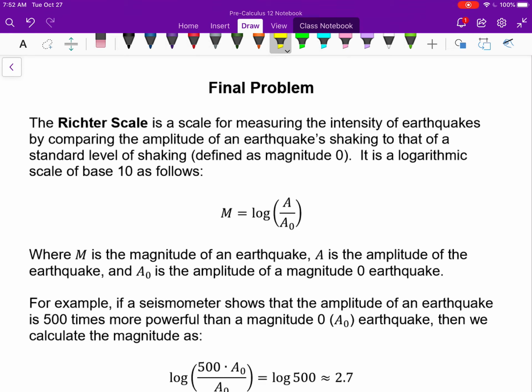It is a logarithmic scale of base 10 as follows. So the magnitude of the earthquake is found by finding the log. There's no base there, so that means log base 10 of A, where A is the amplitude of the earthquake, although as we'll see in a bit, that number doesn't really matter, divided by A naught, which is the amplitude of what we call a magnitude 0 earthquake, which is an arbitrary shaking that I presume Richter came up with for this scale. But again, as we'll see, those individual values of A and A naught will never actually be important to me. What will be important to me is the quotient of everything inside those brackets.